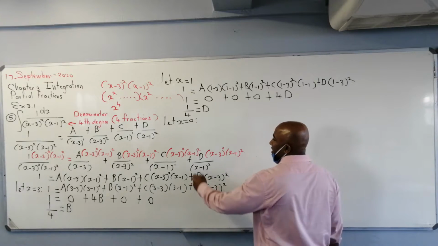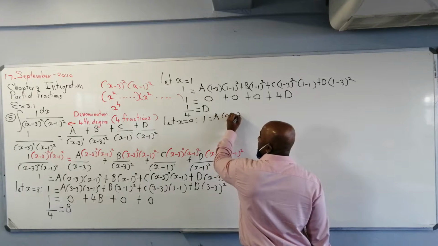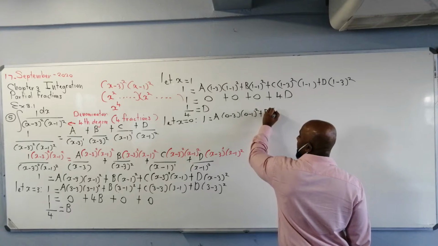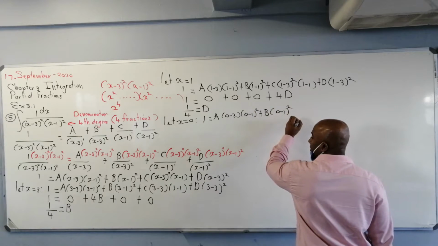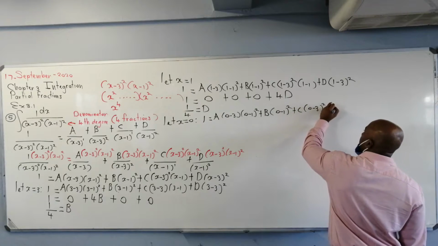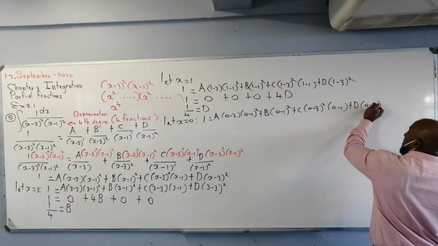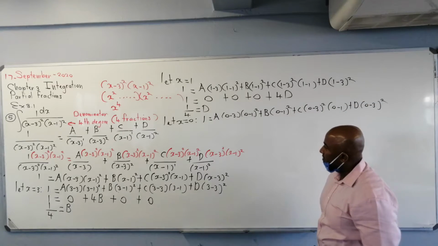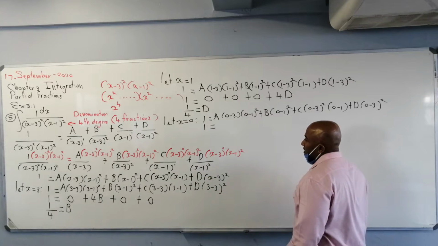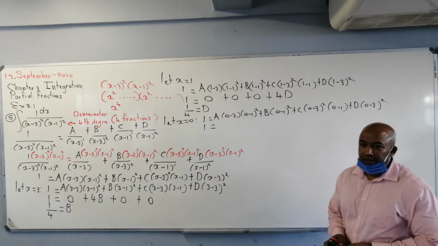So on the left hand side, I got 1 there. This is a, that's 0 minus 3, 0 minus 1 all squared, plus b, 0 minus 1 all squared, plus c, 0 minus 3 all squared is 0 minus 1, plus d, 0 minus 3 all squared. Right. So now 1 is equal to. So now here, I'm going to do this mentally. You can always double check with it.